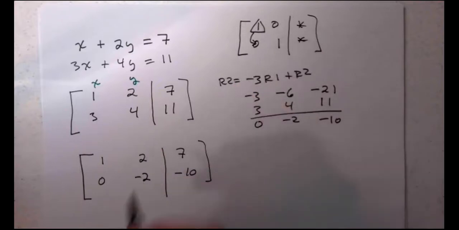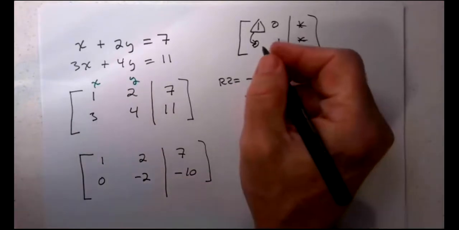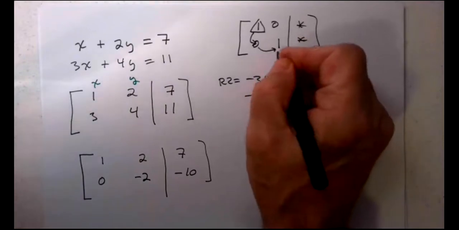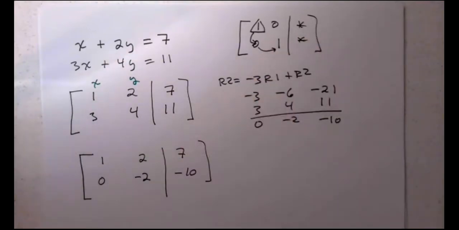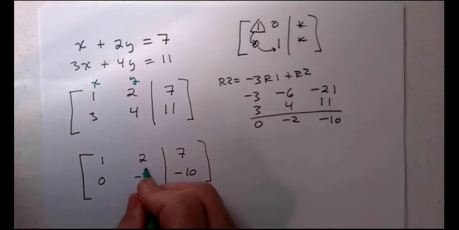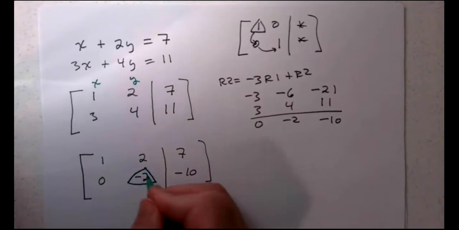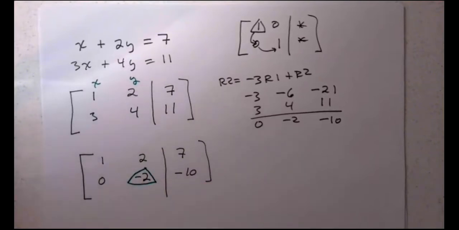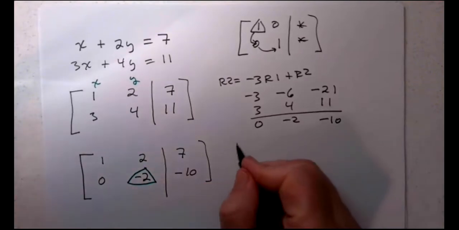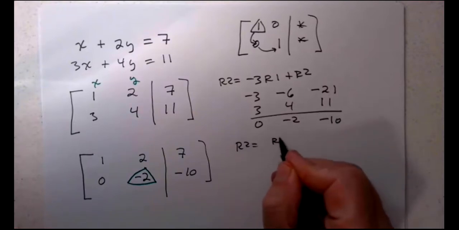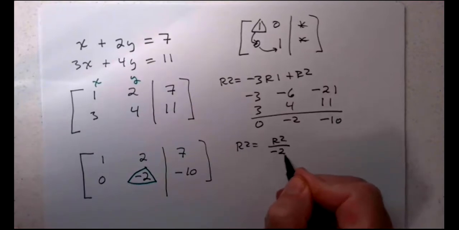How do I turn this negative 2 into a 1? So that's the next stage of this process. This has got to become a 1 here. It's currently a negative 2. So I'm going to turn this into a 1 by dividing everything by that negative 2. So my new row 2 is the old row 2 divided by negative 2.